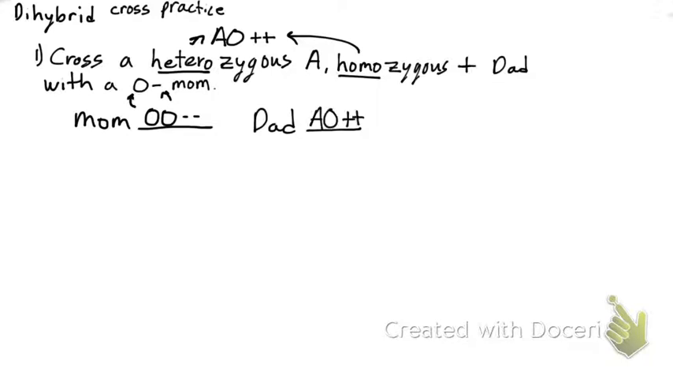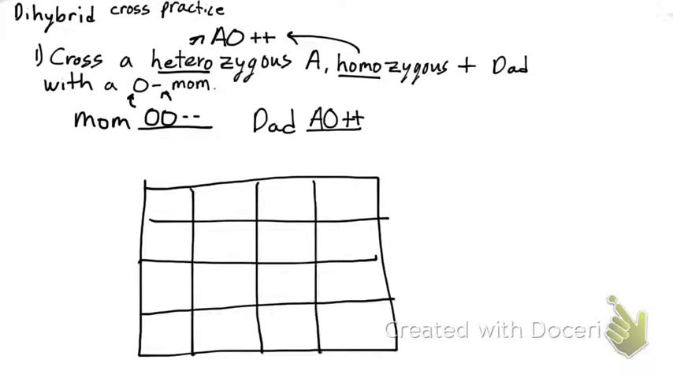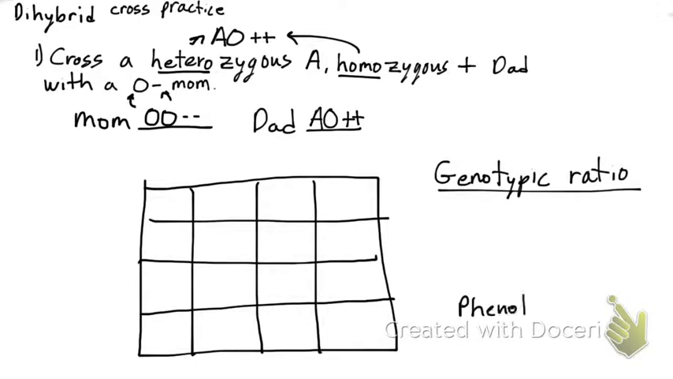So there's dad's genotype. Now we draw our large Punnett square, and we have to do FOIL in order to figure out what goes above each column and beside each column. FOIL stands for first, outside, inside, last. And I'll want you to tell me genotypic ratios and phenotypic ratios for their offspring.